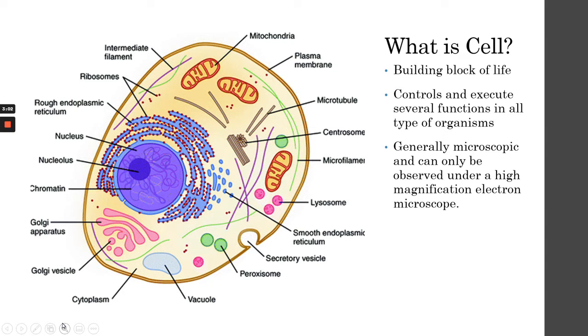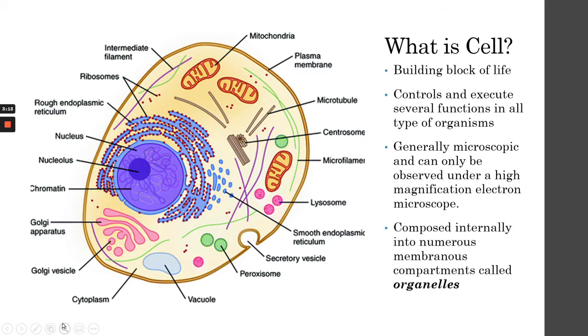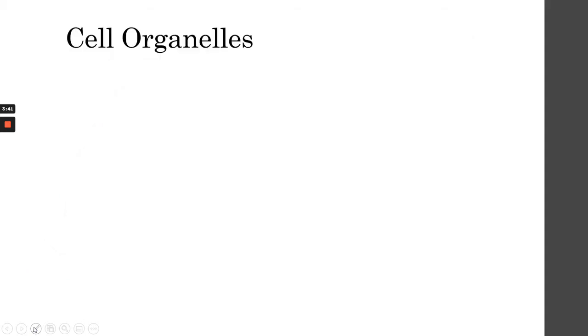And generally, these cells are very microscopic, meaning they can only be observed under a very high magnification electron microscope. We cannot see them with our naked eyes. They're composed internally of numerous membranous compartments called organelles. Organelles are small, membrane-bound compartments inside the cell. And today we'll be discussing the various parts of the internal structure of the cell.